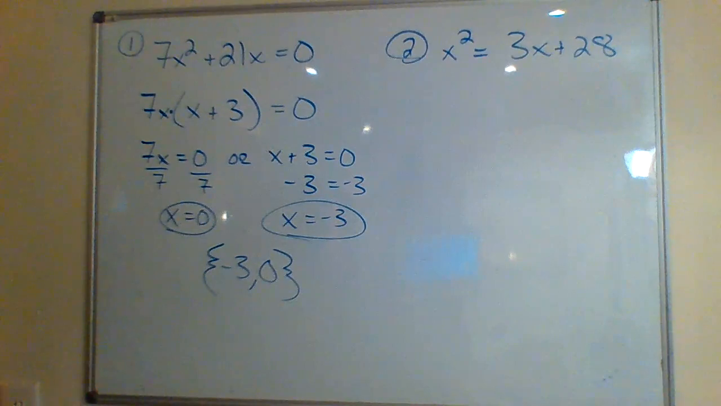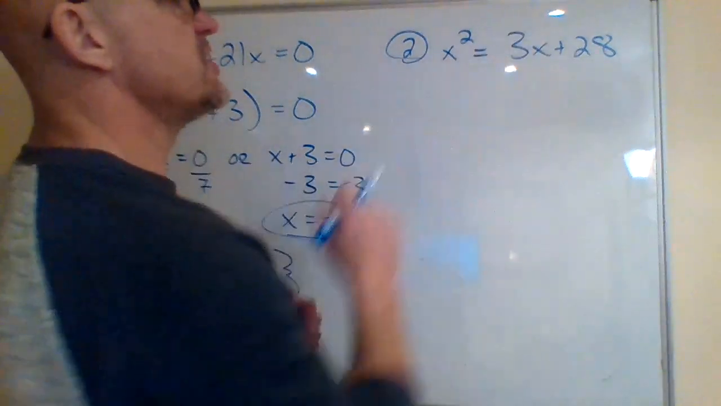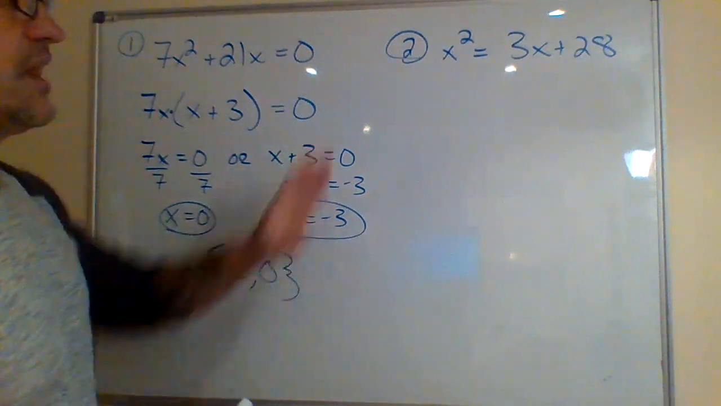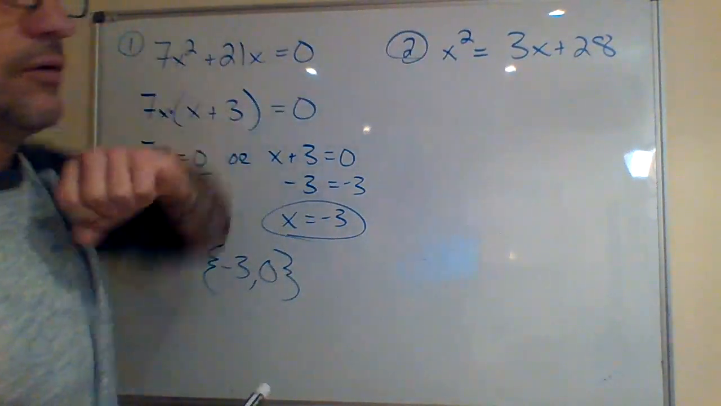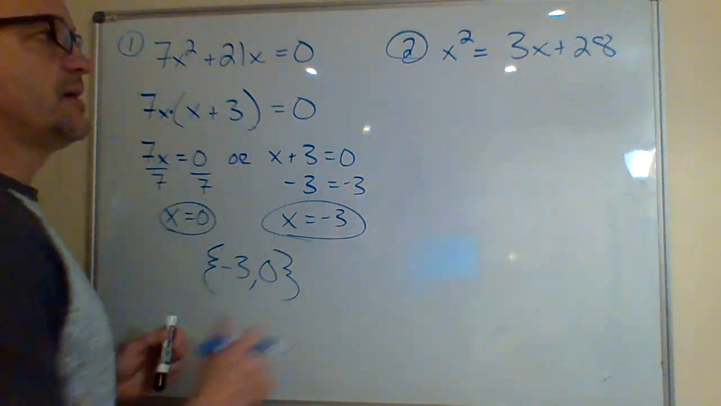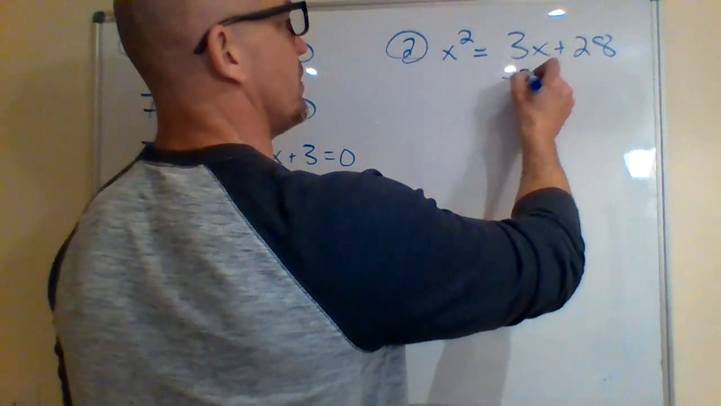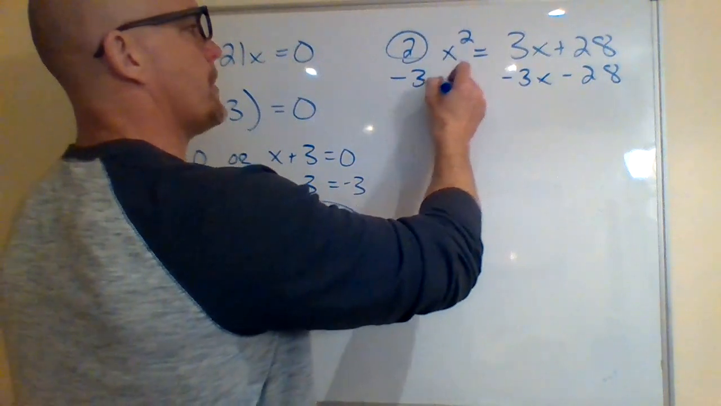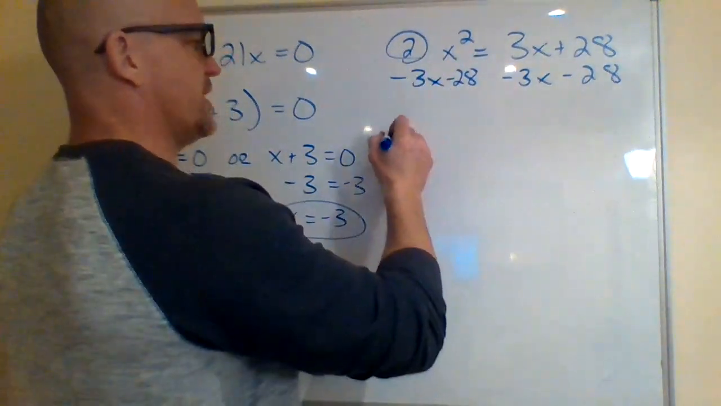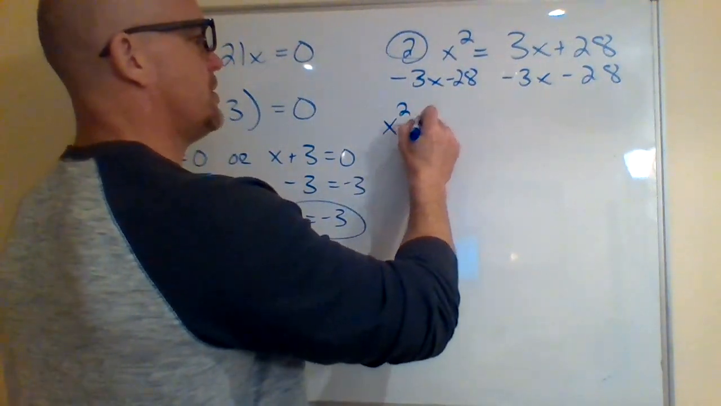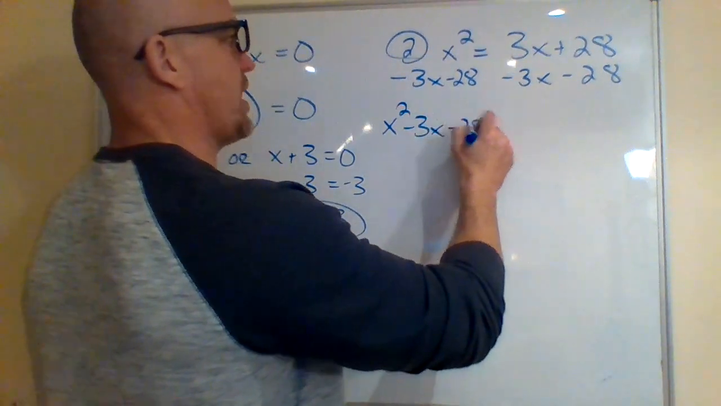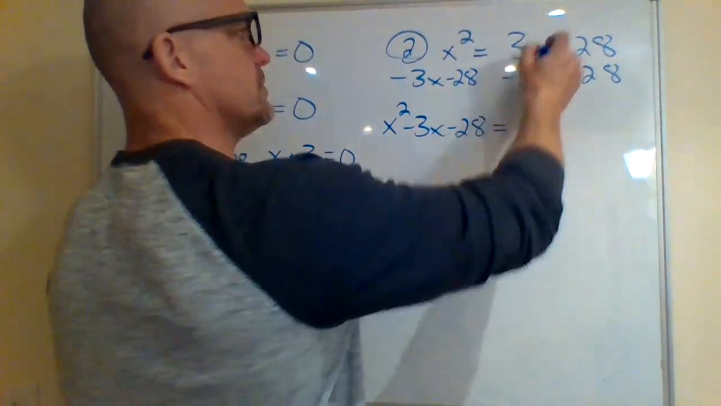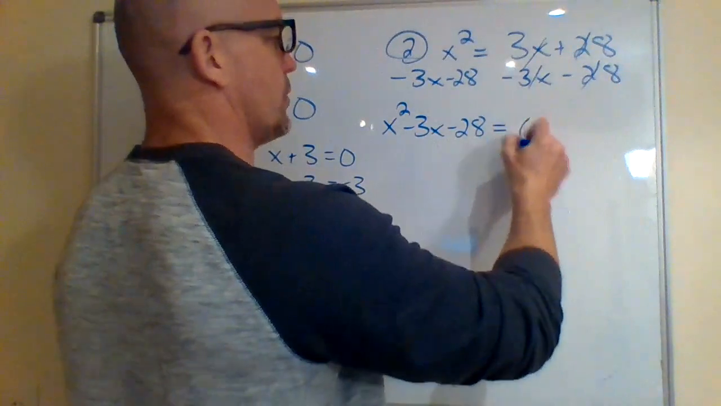Pause if you need to look at that. The other one, the first thing that I would notice is it's not set equal to 0. Since I like to keep everything on my left and the coefficient of x squared positive, I'm going to bring the 3x and the 28 over to this side. That's going to give me x squared minus 3x minus 28. And over here, that all goes away.